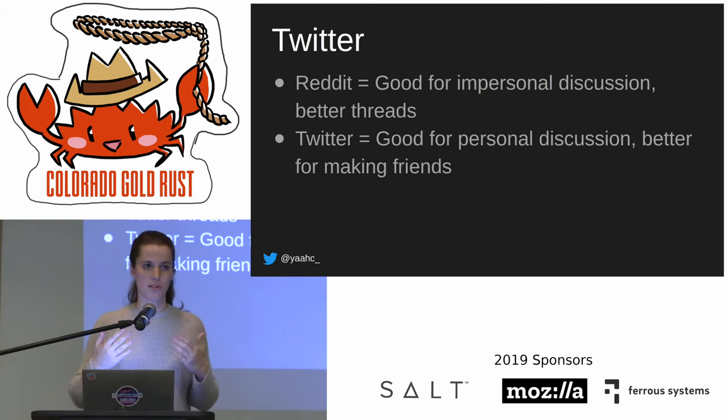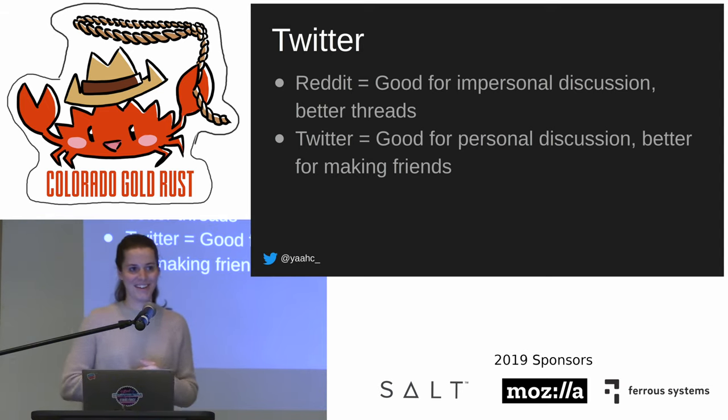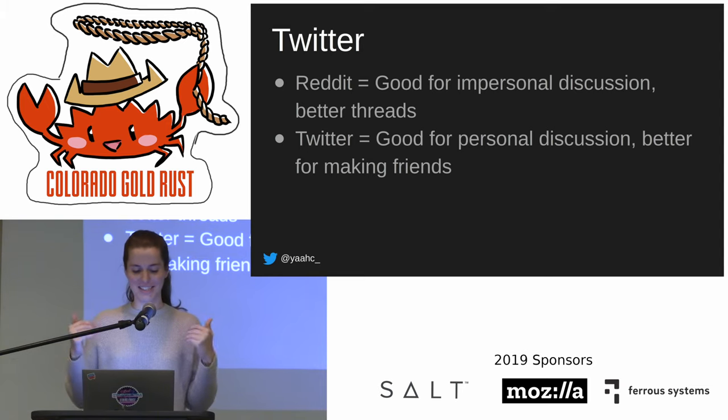I've made lots of friends on Twitter, many friends who are here that I met initially on Twitter. I think I've made zero friends on Reddit. And so the takeaway here is if you want to get involved in the community and have more Rust friends, you should try using Twitter, because, just follow rustacean. It's a great way to get involved.